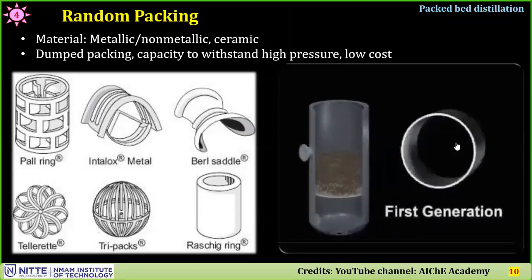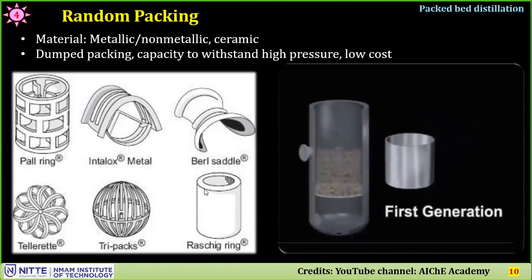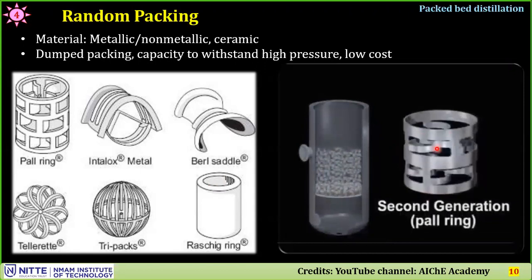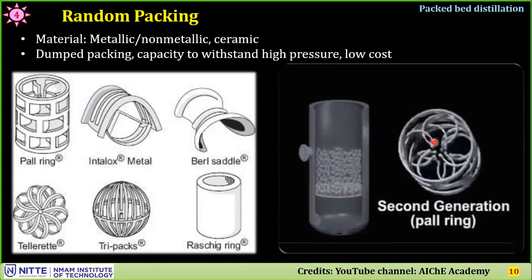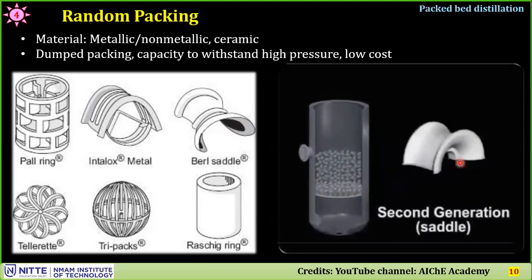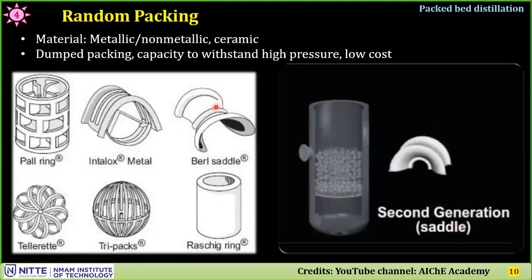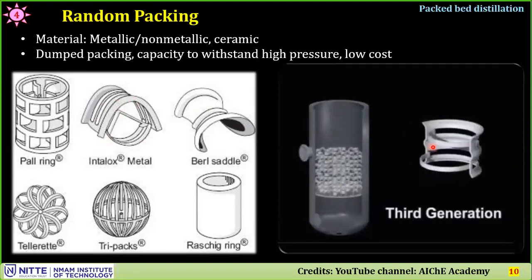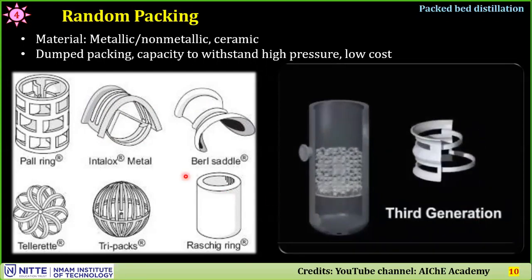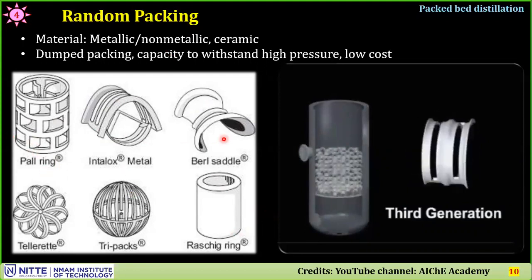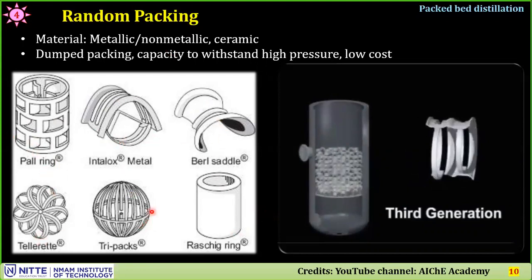The first generation involves cylindrical shapes called Raschig rings. The second generation involves a more complex version, the Pall ring. The Pall ring becomes the second version, and see how it is slightly different from the Raschig ring. You have one more third type. They are still different in design. Second generation saddle over here is also slightly different. Third generation is Intalox metal. So the designs are still different from that. So you have different types of materials available for random packing: Raschig ring, Pall ring, Berl saddle, Intalox saddles, or Tellerette, Tri-packs.